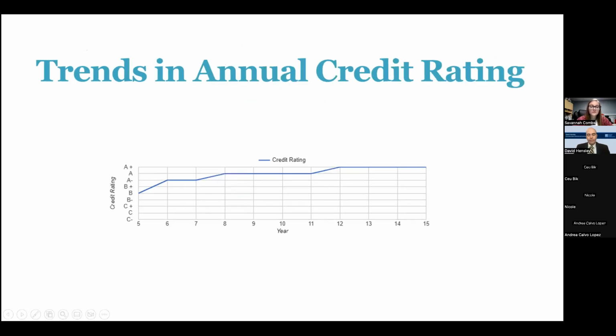Next slide, thank you. On this slide, we see our annual credit rating. Not only have we shown a positive upward trend with our annual credit rating, but once we reached a rating of A plus in year 12, it has maintained that golden standard since. And by the end of year 15, we have paid all of our loans.